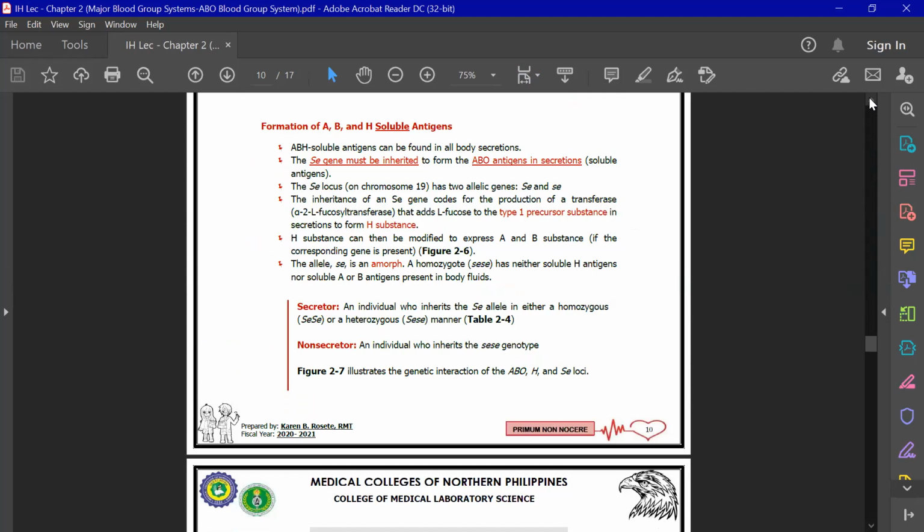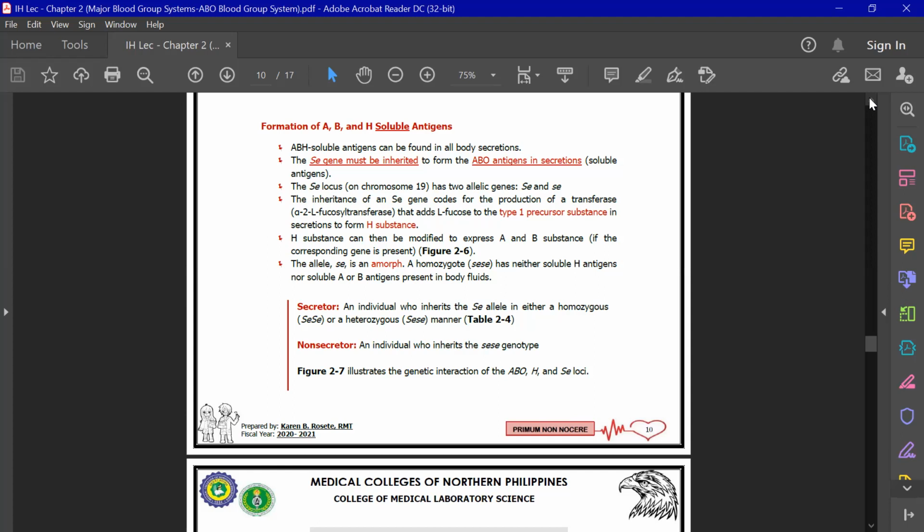Let's proceed now to the formation of your A, B, and H soluble antigens. Ang pinag-usapan natin kanina, class, the formation of your A, B, H antigens on the red cells. Okay? So ngayon, pag-uusapan naman natin ang formation ng A, B, and H antigens sa ating body secretions and body fluids. So when we are talking about antigens in the body secretions and body fluids, we are talking about the soluble antigens. Okay? Huwag kayong malilito, ha? We have your red cell antigens and your soluble antigens.